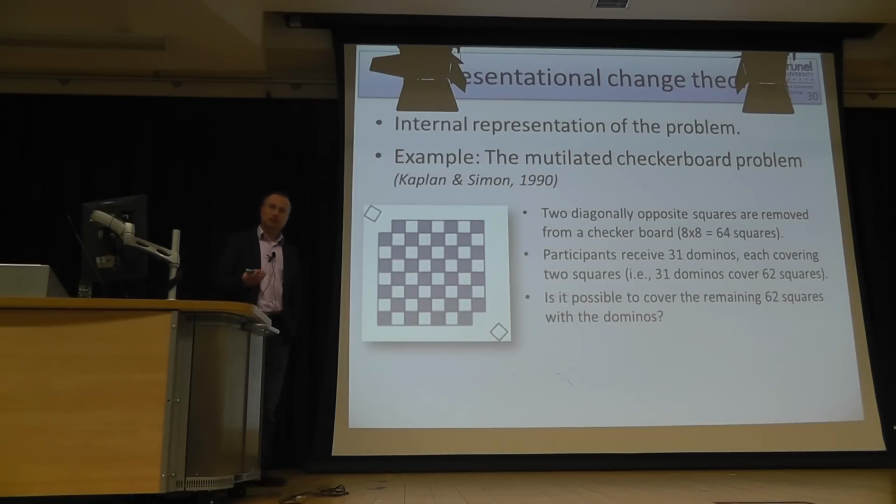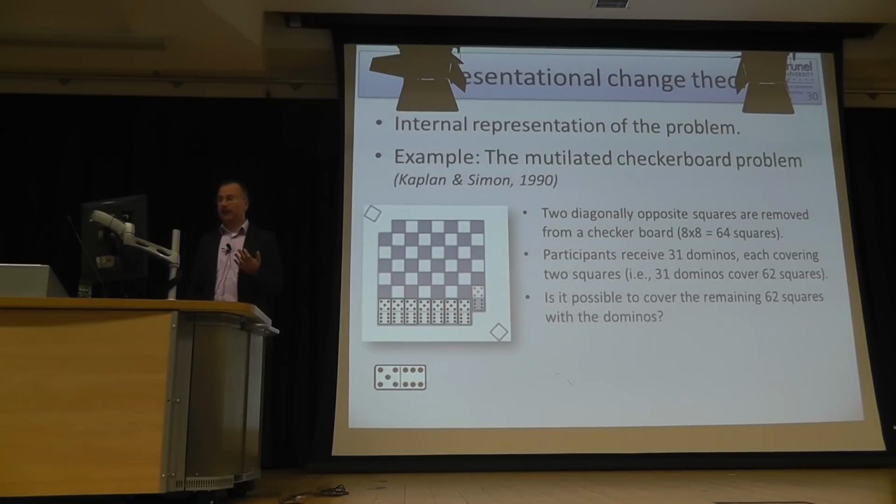And now you give a participant 31 of these domino pieces, and you ask them whether you can cover the whole board with 31 of them. There are 64 squares originally, and you take 2 away, so there are 62 squares left. You get 31 dominoes, each covering 2 squares, so you can cover 62 squares. So is it possible or not? Now, if you pose that problem to participants, what most participants do is they just try.